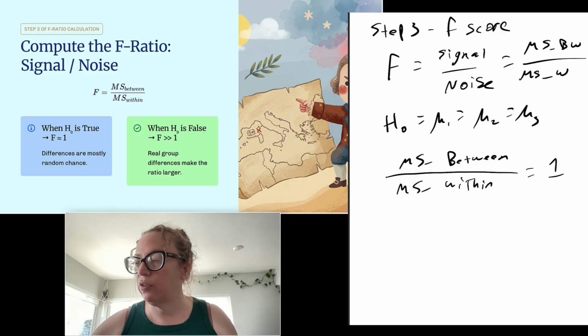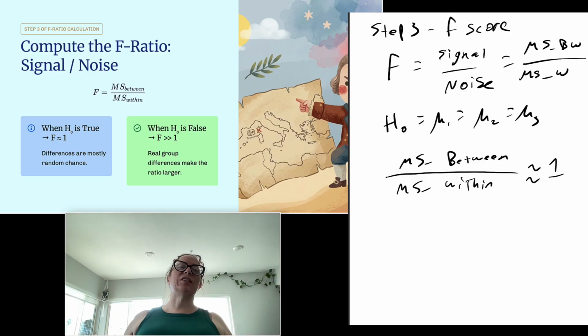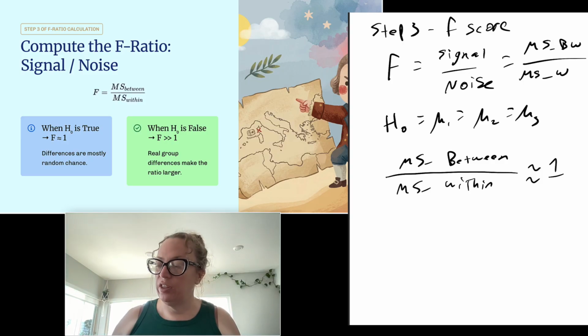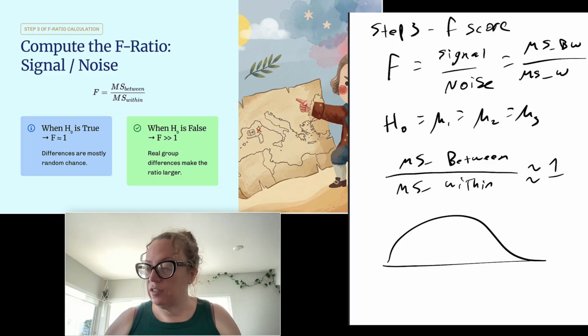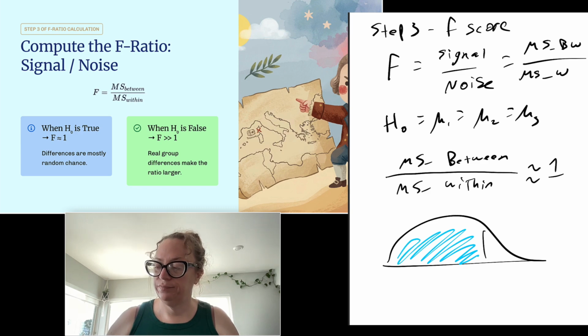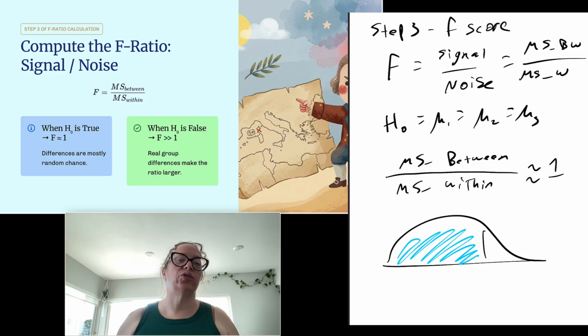Now, when we say roughly, just a quick little note here because you'll see this and be confused, we write it like this. Okay, so it's not going to be exactly 1. There's always a little bit of noise, but it's close enough. And then of course in the distribution, your F lands in the retention region of the F distribution. And so we are retaining the null. We're saying the null is true.